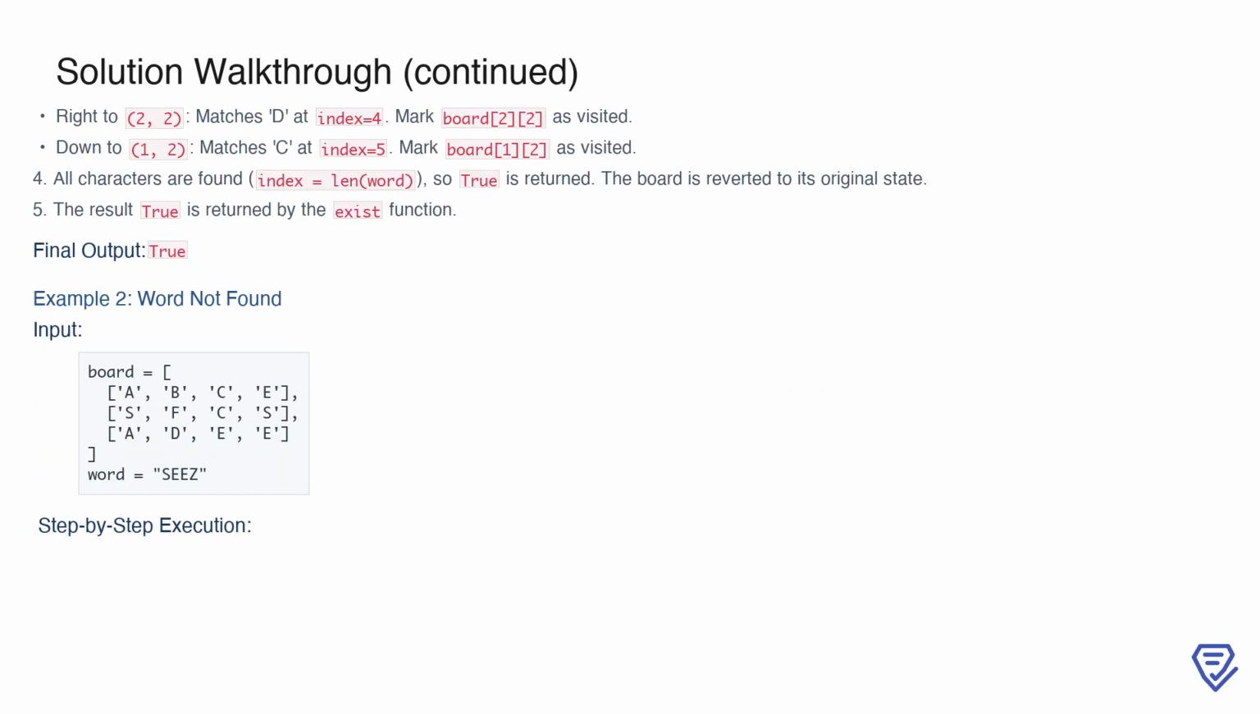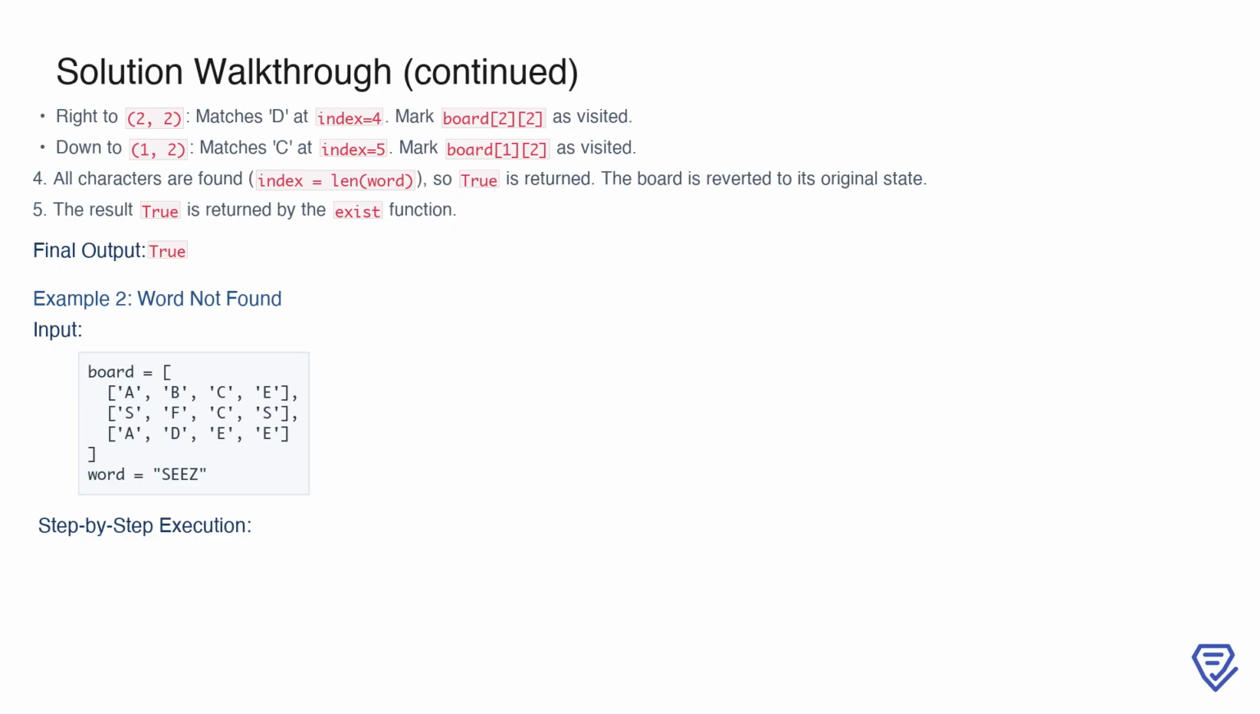The depth-first search continues from 2, 1. Moving right to 2, 2, it encounters D, matching the fifth letter of the word. This cell is also marked as visited. Then, moving down to 1, 2, it finds C, matching the final letter of the word. At this point, the function has successfully matched all characters, with the index reaching the length of the word. The function returns true. Before exiting, the board is reverted to its original state by restoring the temporarily marked cells. The final result of true indicates that the word apt exists in the board.